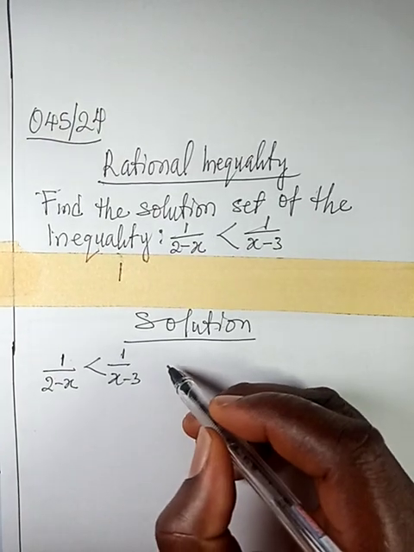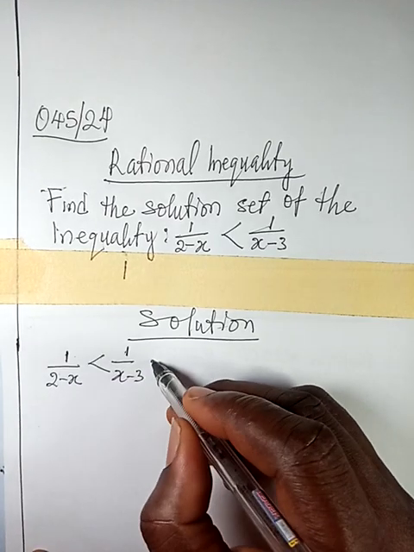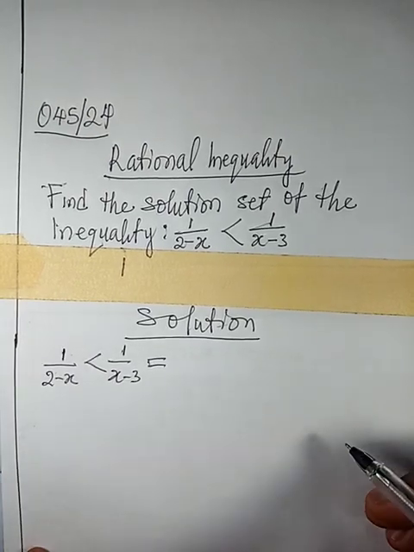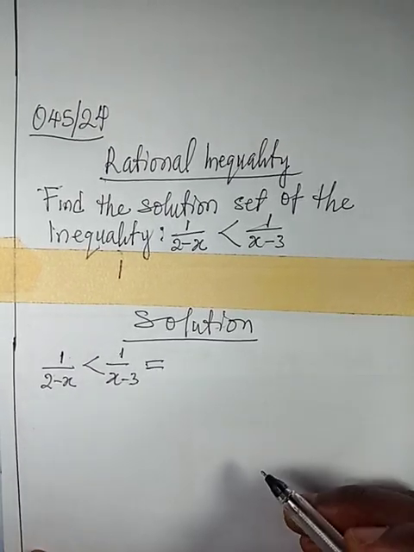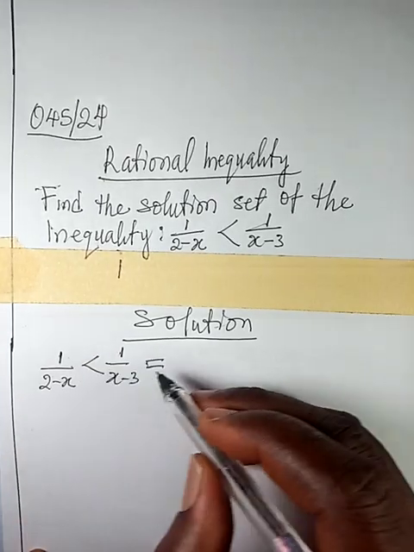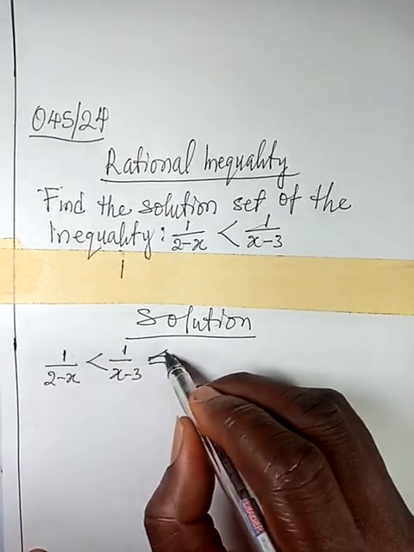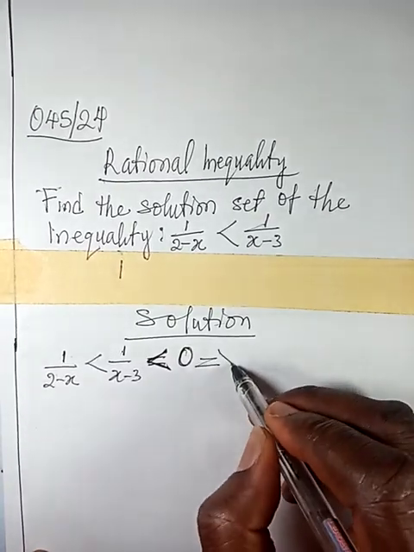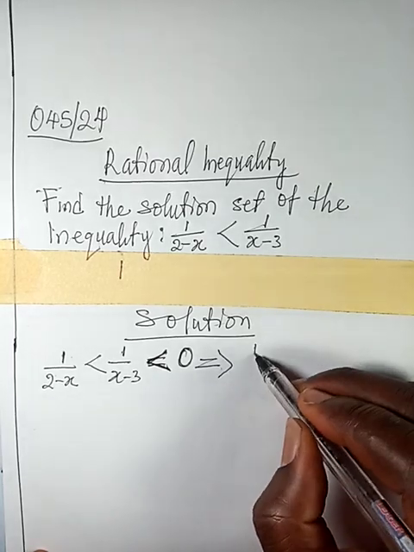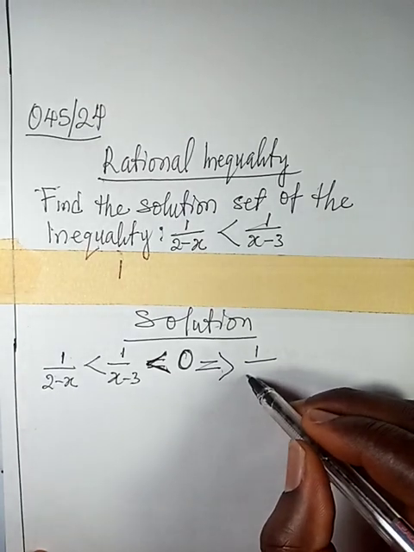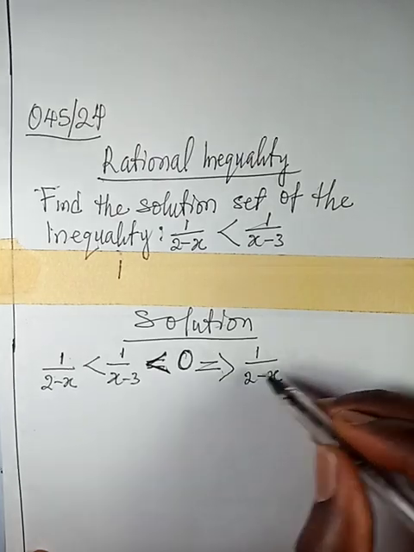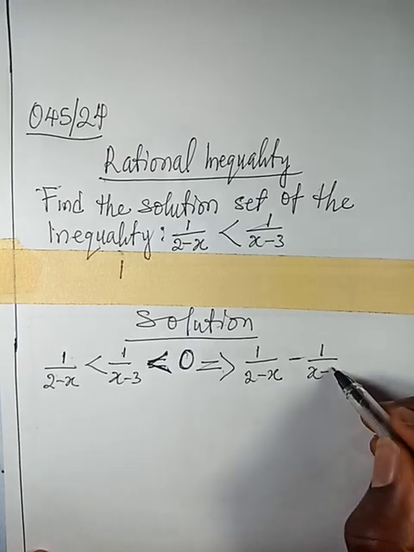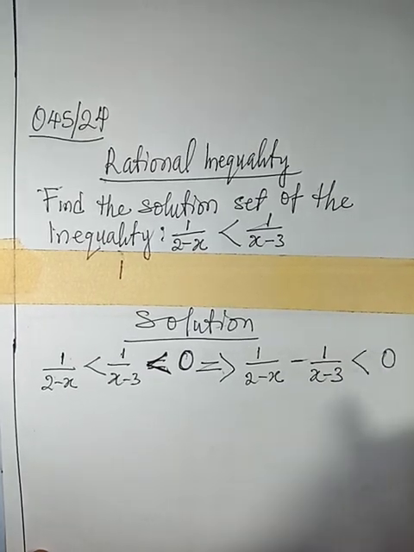Now, I'm not going to cross multiply. What we're going to do is express this as a fraction and relate it to 0 using this inequality symbol. So what we'll do is transpose this over to this. We'll have, this is less than 0. So this is the same as 1 over 2 minus x, minus 1 over x minus 3 is less than 0.